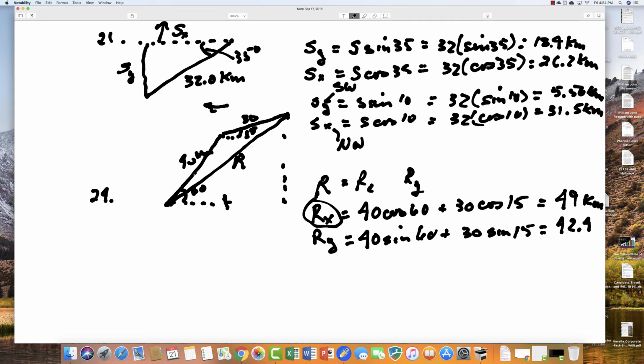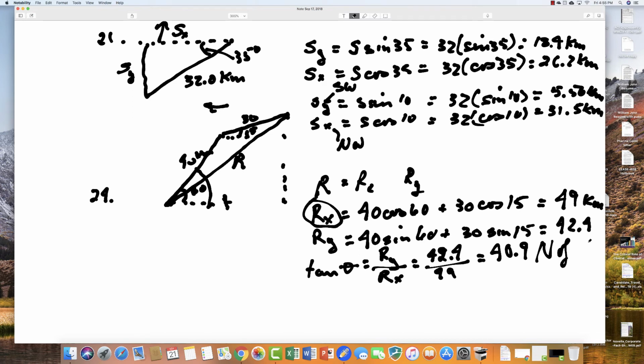So the tangent of this angle right here, which they've called theta, is going to equal Ry over Rx, which is going to equal 42.4 over 49. And if you do the calculation here, you get 40.9 degrees north of east.